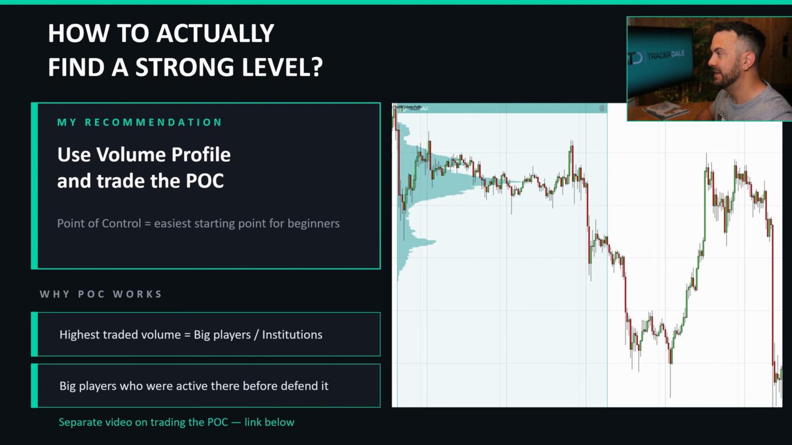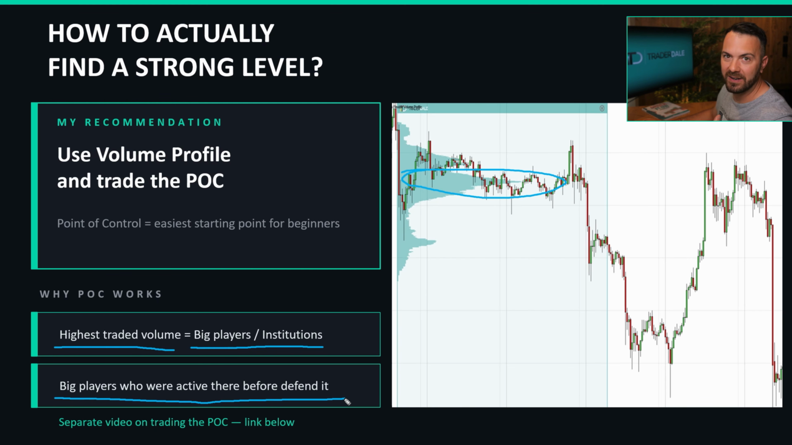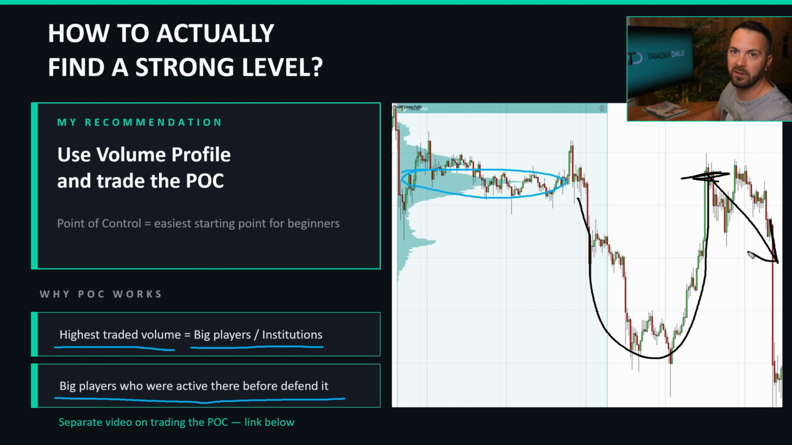Now, there are a couple of reasons why the volume profile works and why the point of control works. And the reason is that the point of control is the place where the highest volumes were traded, where the big players or the institutions were active. The second reason why the point of control works is that the big players who are active here defend this place. So when the price makes a pullback to the point of control, they defend their positions and push the price away from that area. Now, I made a separate video on how to trade the point of control.